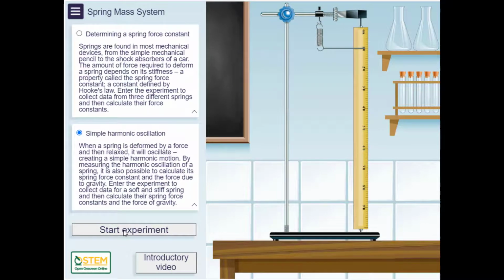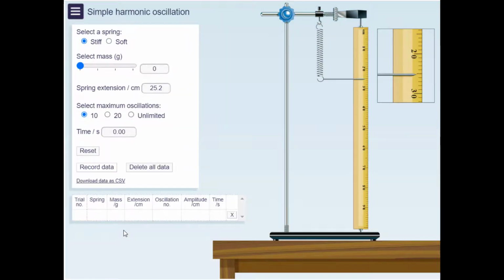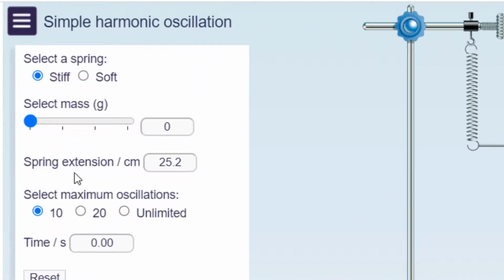The force due to the acceleration of gravity and the force constant of a spring can also be determined by the simple harmonic oscillations of a spring. The second part of the app allows you to explore these harmonic properties. You have the choice of a stiff or soft spring.